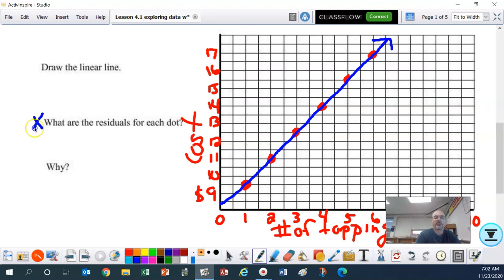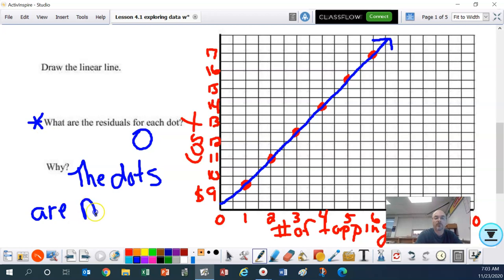So what are the residuals of each dot? Well, the dots are right on the line, so that means the residual for every single data point in this case is 0. And I already gave the reason. Why is that? Because the dots are all on the line. All right, so pretty straightforward with that one. All right, let's take a look at the next one.